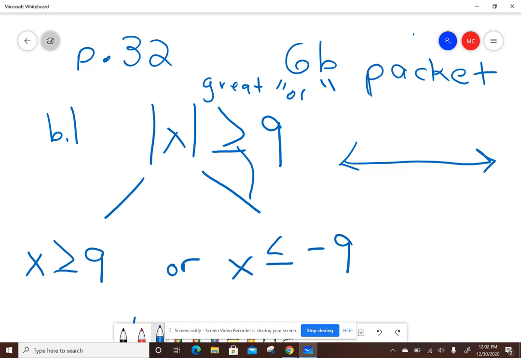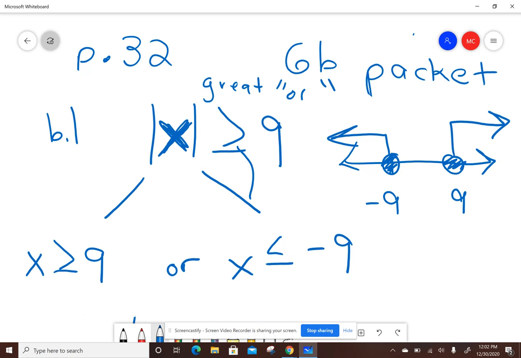And when we graph this, it's either going that way, or it's going this way. And that's your classic "or" inequality. And when we think about it, the absolute value is greater than 9. So it means any number, even though -9 is not greater than 9 and -10 is not greater than 9, when you take the absolute value of those numbers, they are. So anything to the left of -9 and anything to the right of +9.